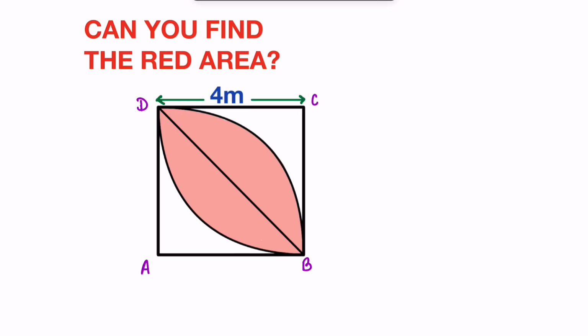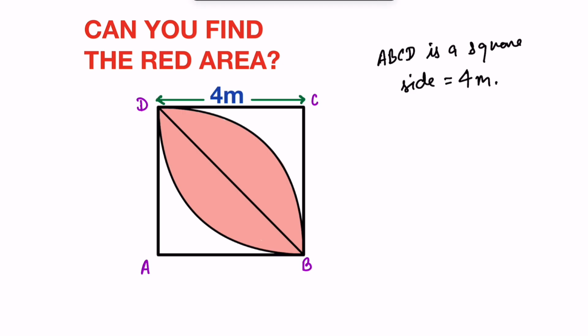Hello everyone, in this video we are going to find this red shaded area, but before finding the area we will first understand what the question says. So ABCD is a square, and its side is 4 meter.